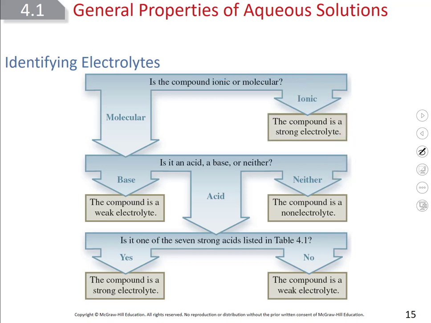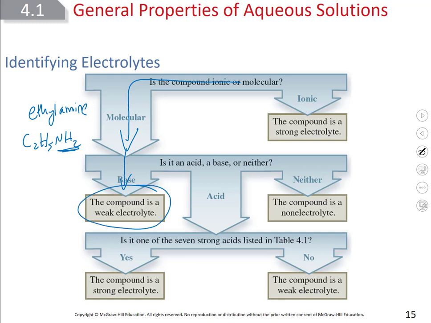Next one, ethylamine, C2H5NH2. First question, ionic or molecular? Definitely molecular. Okay, so we're going down here. Next row, acid, base, or neither? Base. Why? Good. It has an amine, an NH group, so it's a base. Therefore, it is a what? Weak electrolyte.